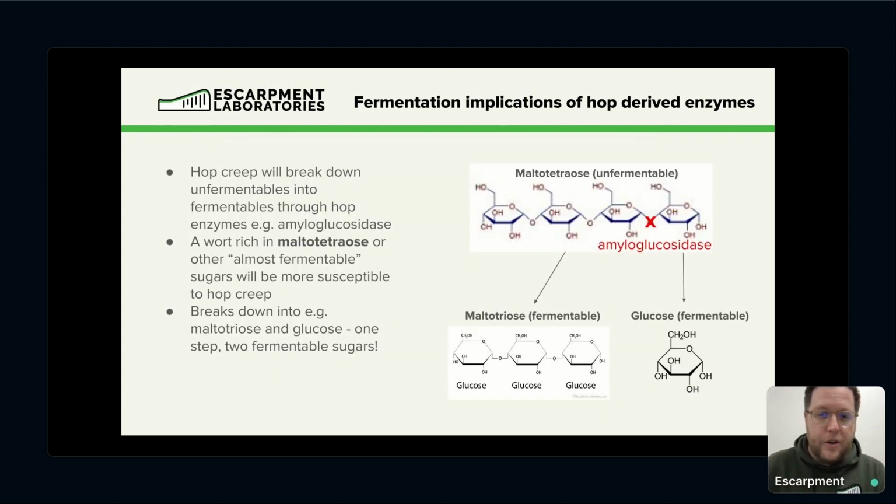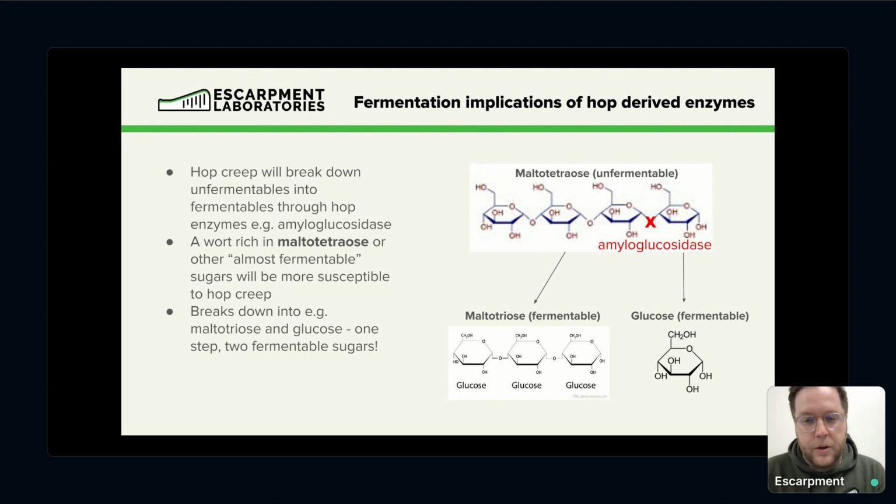Hopefully that's clear. Just to illustrate further the implications of adding hop-derived enzymes to your beer, here is an example of what's going on. Hop creep will take those unfermentables, like the dextrins we talked about, and potentially break them down into fermentables. One example we can highlight is a sugar called maltotetraose, which I would say is an almost fermentable sugar. Yeast won't ferment it, but it's one step away.